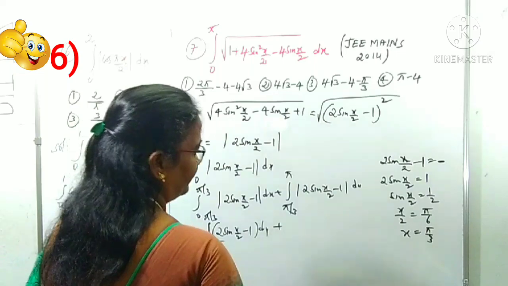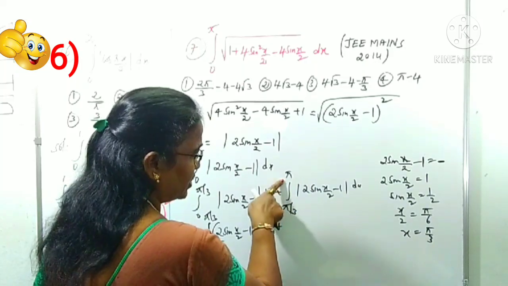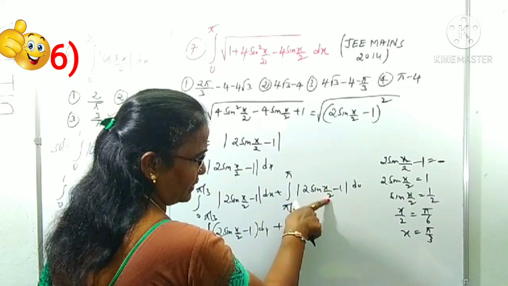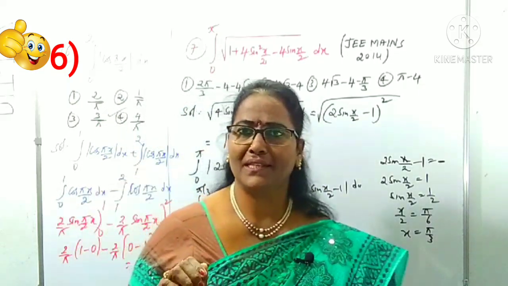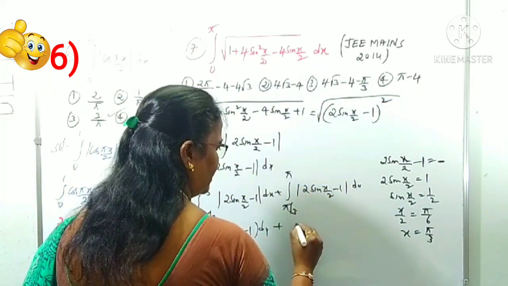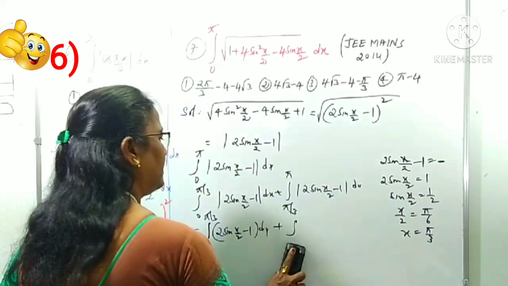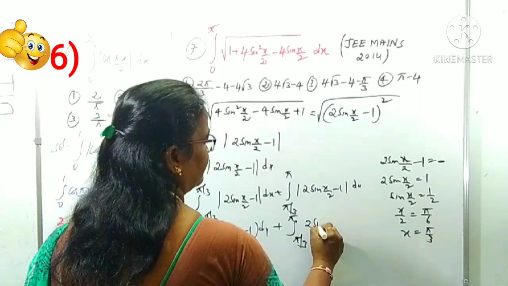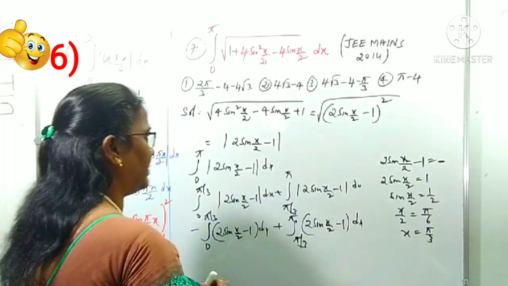Now we can come to this one. At x equal to pi by 3 it becomes 0, you know very well. At x equal to pi, 2 sin pi by 2, sin pi by 2 is 1, 2 minus 1 is 1. So from 0 to 1 is clearly positive. In case of greater than 0, the sign is positive, which means this function is positive. That is our pi by 3 to pi of 2 sin x/2 minus 1. Okay, now we can find its integral, then apply the limits.